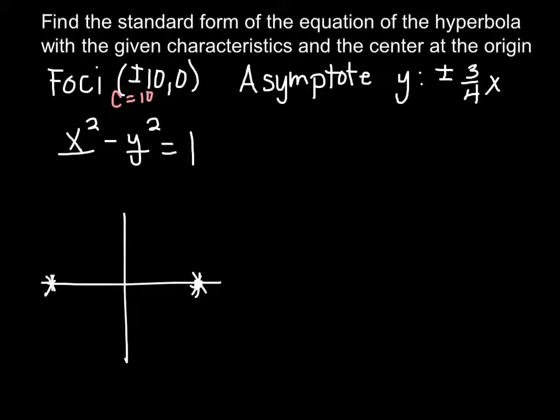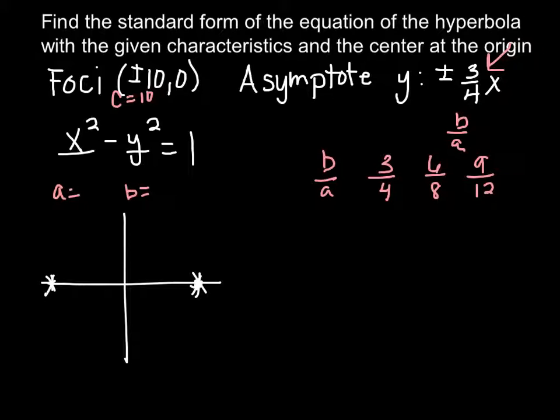Remember, rise over run, so this will be my b, this will be my a, so I know this is b over a. Well, I can't state that b is 3 and a is 4 because this is a reduced form of b over a. It could be 3/4 as b and a. It also could be 6 over 8. It could be 9 over 12. All of those reduce down to 3/4. So I need to figure out, how am I going to figure out my b and my a?